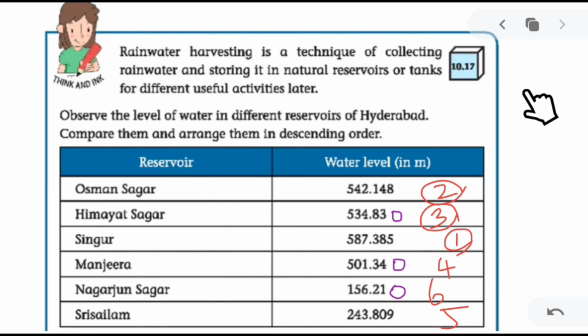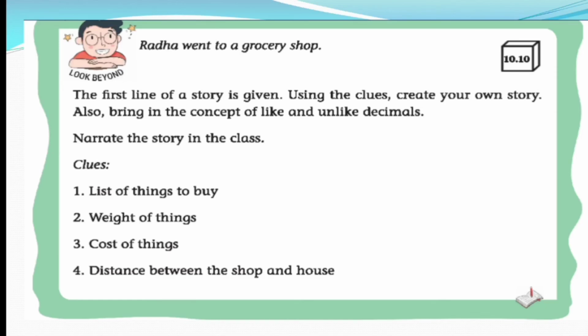So you take and write it in order. Follow-up work. Radha went to a grocery shop. The first line of your story is given. Using the clues, create your own story. Also bring in the concept of like and unlike decimals. Narrate the story in the class. Clues. Number 1, list of things to buy. Number 2, weight of things. Number 3, cost of things. Number 4, distance between the shop and house.